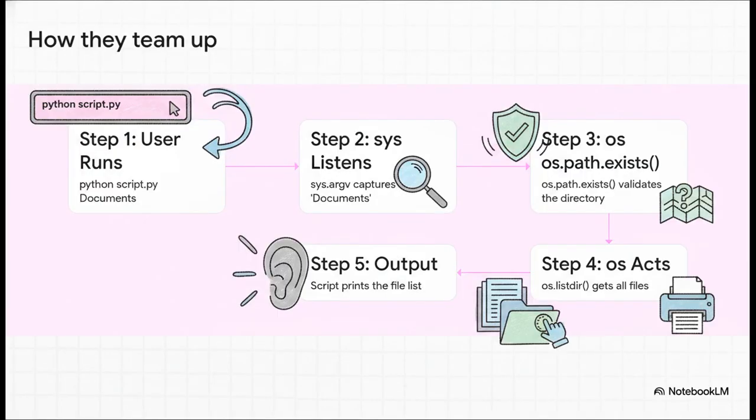So check out this workflow. First, the user runs the command. The sys module immediately jumps in, and sys.argv grabs that word, documents. Now sys hands that over to the OS module. OS takes documents and first checks, hey, does this folder actually exist, using os.path.exists? If it does, great. Then os.listdir goes into that folder and grabs a list of all the file names. And finally, the script just prints that list out. See that? It's a perfect handoff. Sys listens and OS acts.